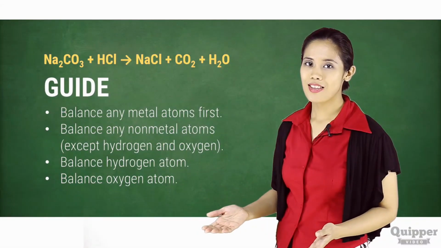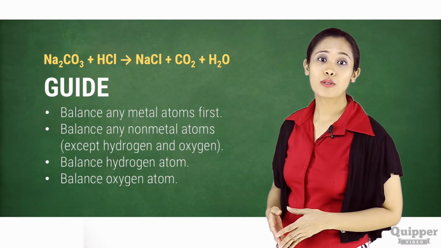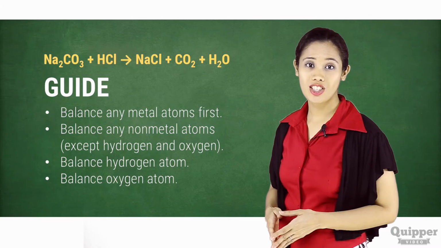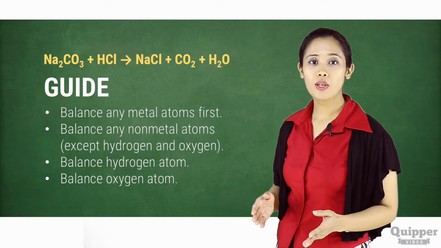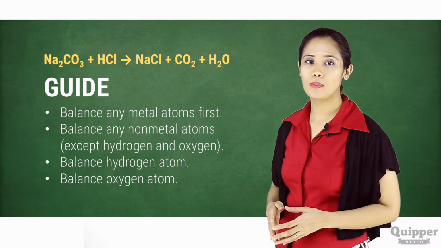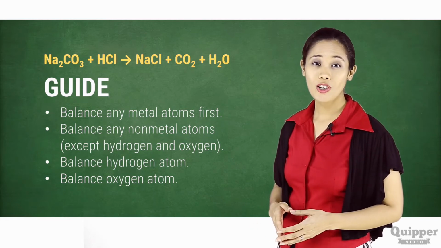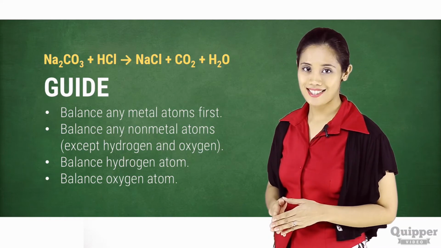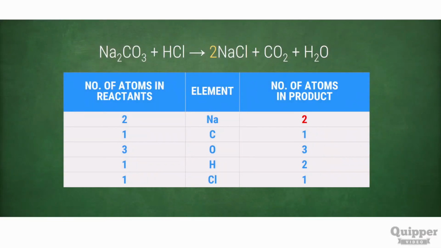Here is a guide. Balance any metal atoms first, followed by nonmetals, except hydrogen and oxygen. If both the number of hydrogen and oxygen atoms are not balanced, prioritize hydrogen. Balance the number of oxygen last. Going back, using the table and the guide, sodium, a metallic element, must be balanced first. So we put 2 as the coefficient of NaCl.